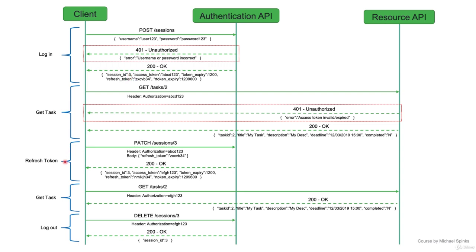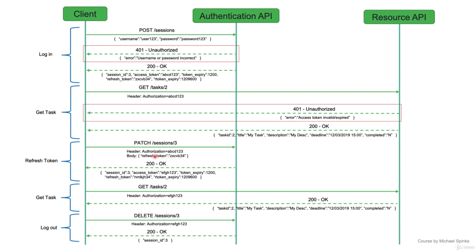What's sent with the refresh token request is the header for authorization, and that is our current access token. Even though it might be expired, it doesn't necessarily have to be still current. And then in the body, we will send the refresh token.